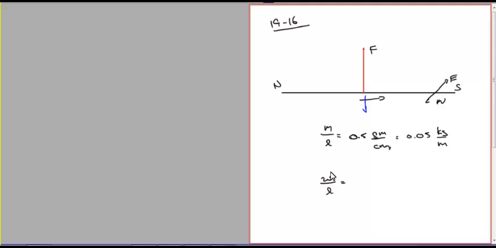So we need weight, which is force. To do that, all we have to do is take mass per unit length and multiply by g, which is 9.8 meters per second squared. So I get 0.49 newtons per meter. So that's weight per unit length.